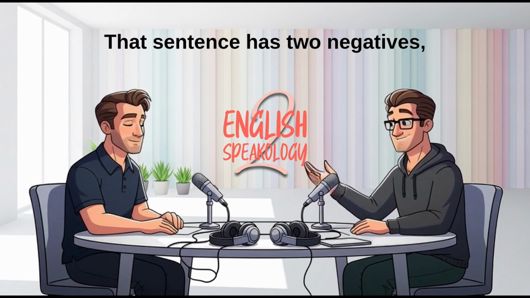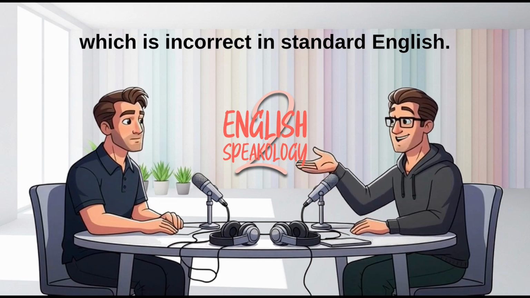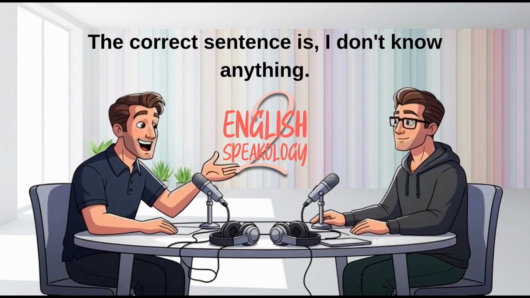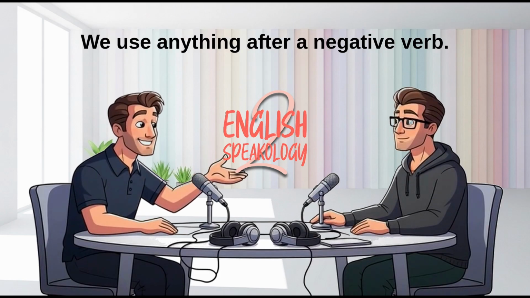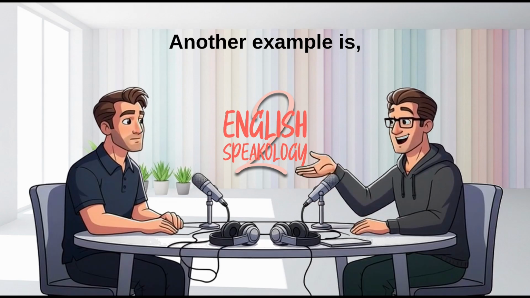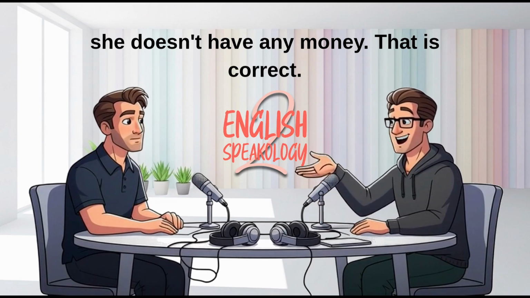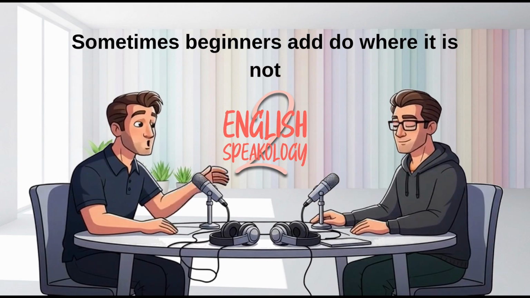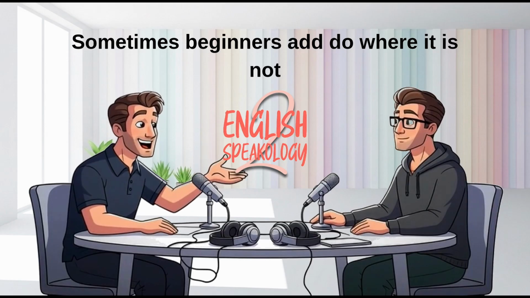That sentence has two negatives, which is incorrect in standard English. The correct sentence is, I don't know anything. We use anything after a negative verb. Another example is, she doesn't have any money. That is correct.